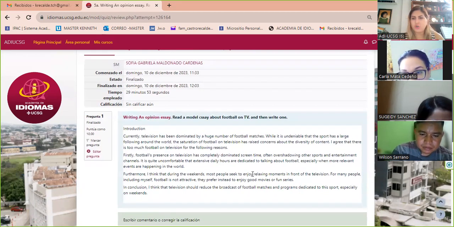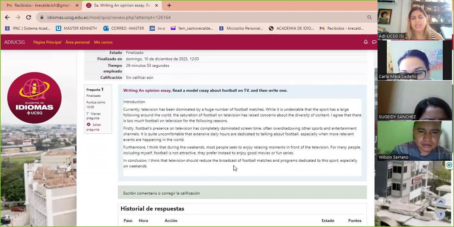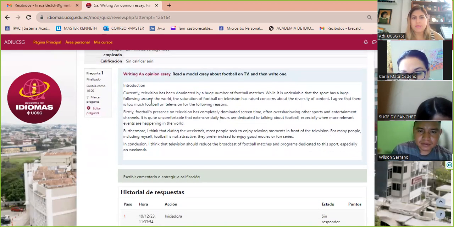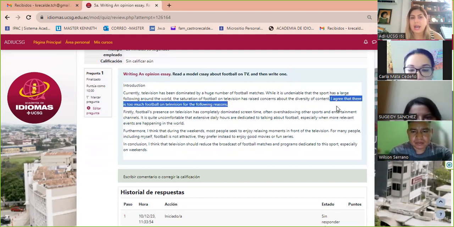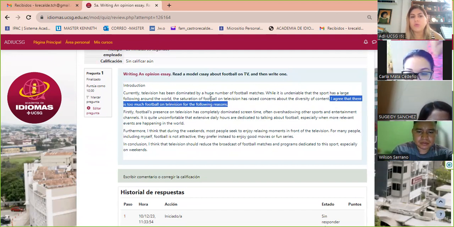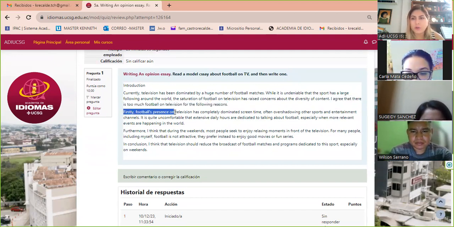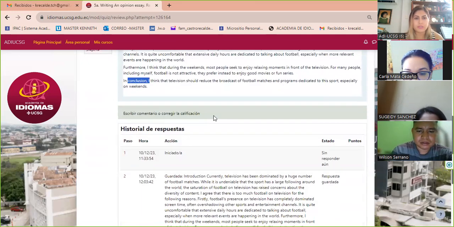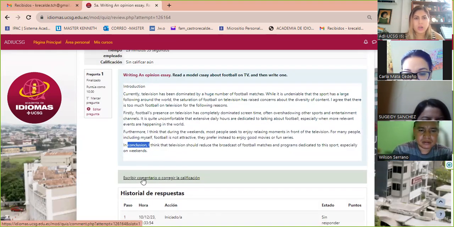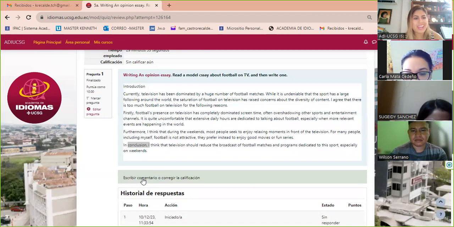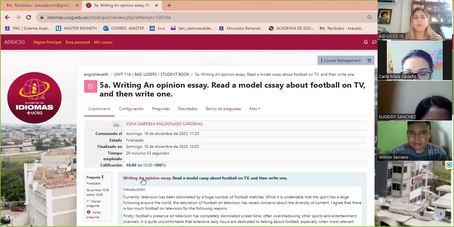Okay, this is perfect. Let me show you this composition. In this composition, this student has given me an introduction. And here, the student is telling me the thesis statement. I agree that there is too much football for the following reasons. Then she explained what is the first reason. Then she explained the second reason. And then she gave me a conclusion. This composition is perfect. Very good. Okay? This student didn't copy, didn't cheat, and is telling me what I asked. She's answering here. So perfect. Yeah? Take your time, continue with the composition.